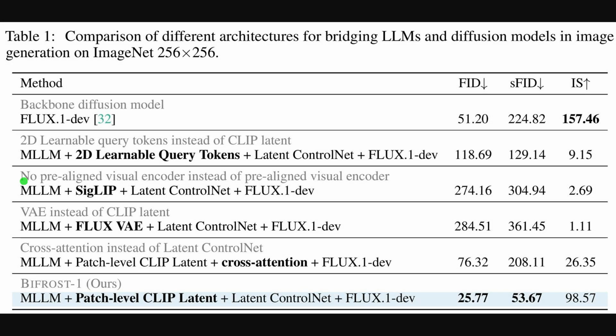Now, this table compares bridging designs on ImageNet at 256 by 256, reporting FID and SFID, where lower is better, and inception score, where higher is better. Focus on the bottom row. Patch-level CLIP latents with latent control net achieves 25.77 FID, 53.67 SFID, and 98.57 inception score. Building on that, cross-attention conditioning is noticeably worse, and swapping in VAE features or a non-aligned SigLIP encoder collapses quality. 2D learnable query tokens also lag far behind.